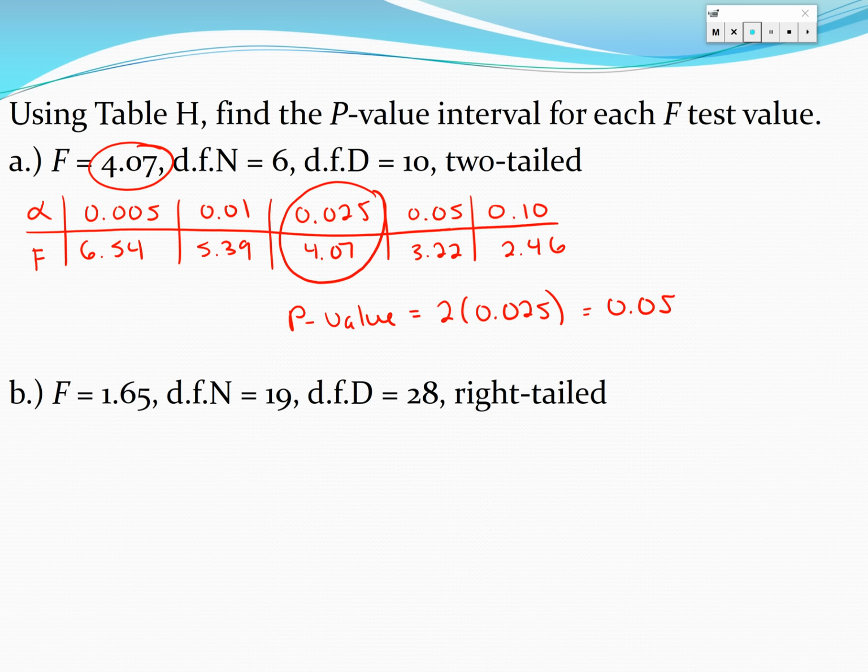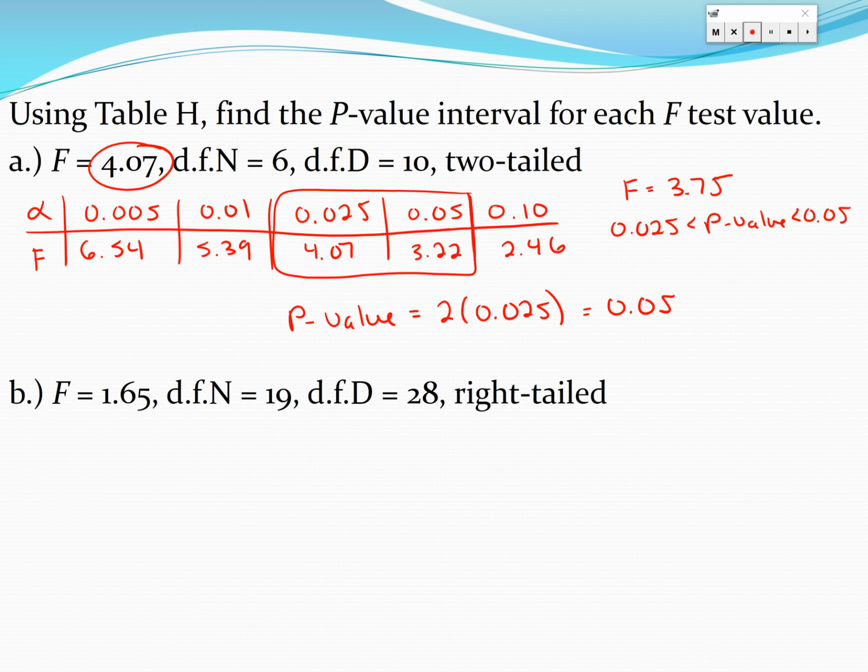If your test value happened to fall between two of them, just like we saw with the t-distribution and with chi-square, you would make yourself a little interval. So let's say we had the same table, and our test value was F equals 3.75. 3.75 would fall between those two. So then we would do a little interval like we saw with chi-square and with the t-distribution. Again, you only have to do this if you choose to use the table for the p-value.